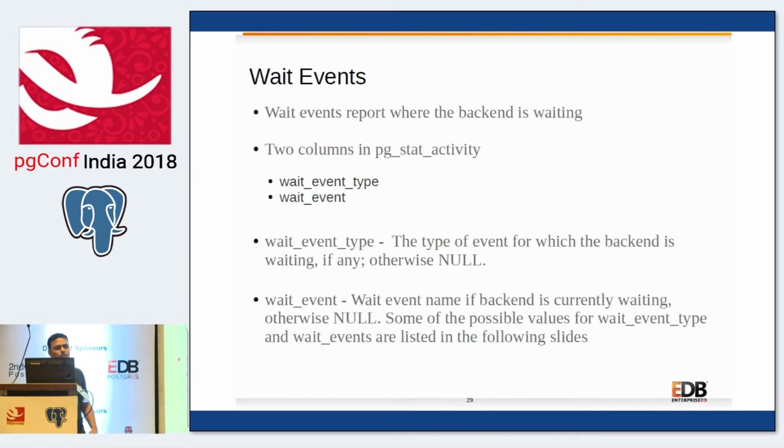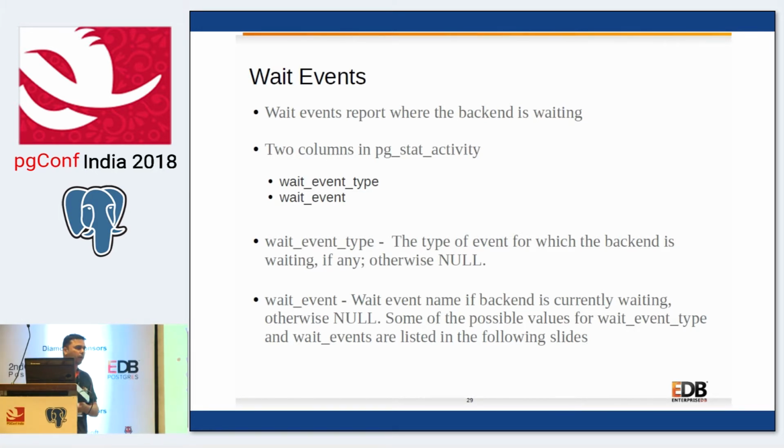So the next topic is about wait events. What is a wait event? It is nothing but the event on which your backend session is currently waiting. For example, if your backend session is waiting for some lock, the wait event for that backend session is going to be that particular lock. In the pg_stat_activity view, we have added a couple of columns named wait_event_type and wait_event, which tell us what lock the backend is currently waiting on, and which group that lock falls under.